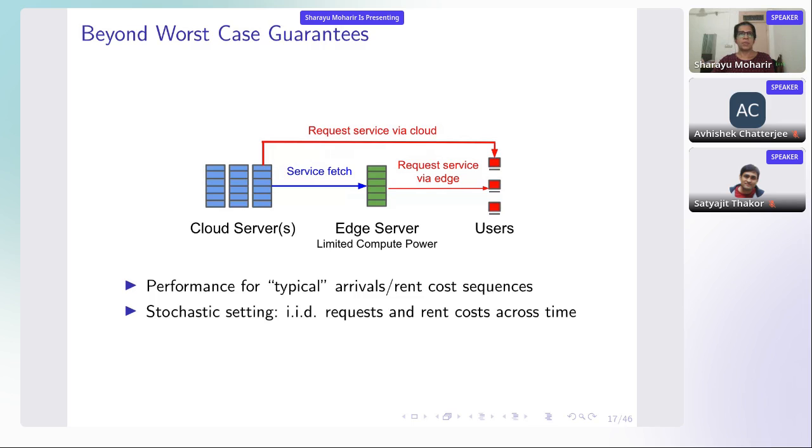So far we focused on arbitrary arrival and rent cost processes and provided worst case guarantees. Sometimes these worst case guarantees are too pessimistic, especially for typical input processes. And therefore it makes sense to analyze the performance of various policies for typical arrival and rent cost processes. But the challenge in doing this is that the definition of typical is very different for different applications. For example, some services might see almost uniform traffic across time, whereas others might see periodic variations. So what is typical is a difficult question to answer. So we pick one of them. We focus on the case where the arrival and rent cost processes are uniform over time. More specifically, we consider the case where they are IID, independent and identically distributed over time.